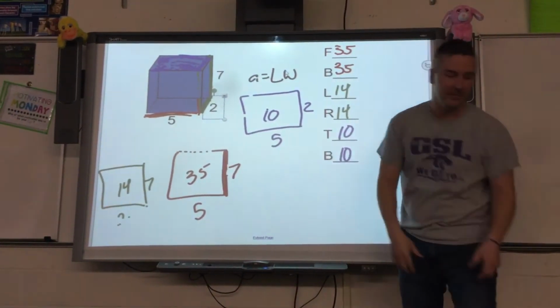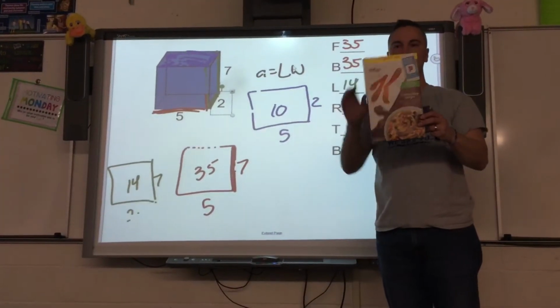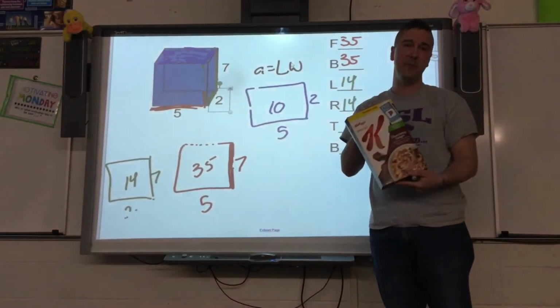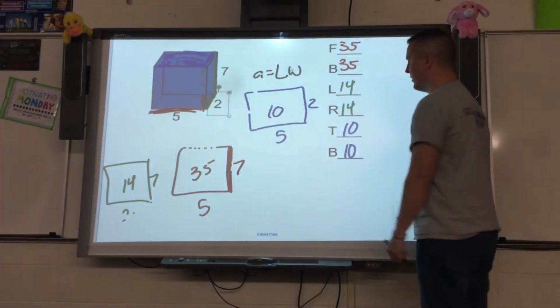Now, what do I have to do with all of these areas? Remember, we just found areas. That's just like this box. This area from the front, the back, left, right. Well, I have to find the surface area. It's like the wrapping paper. Well, I need to add them all together. Yes, use calculators, please. Use calculators.